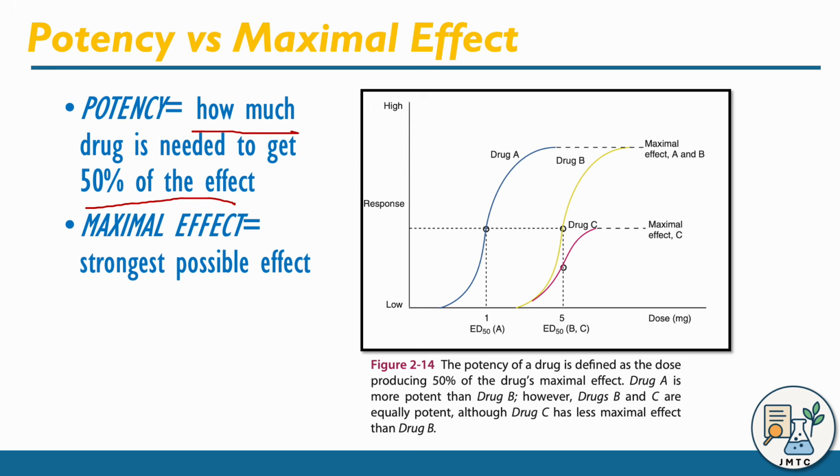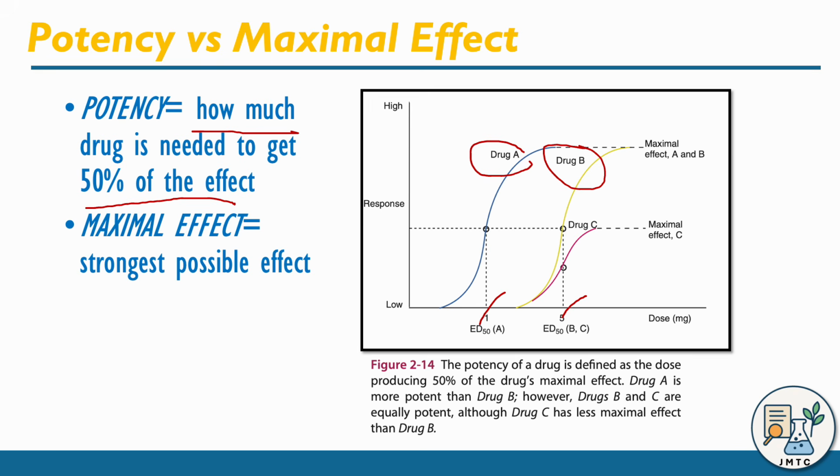In this figure, it shows us that drug B, si drug B natin, 5 milligrams yung kanyang ED50. Si drug A naman, ang kanyang ED50 ay 1 milligram. So, which is more potent? Si drug A ba o si drug B? So, again, we say here that drug A is 5 times more potent than drug B.